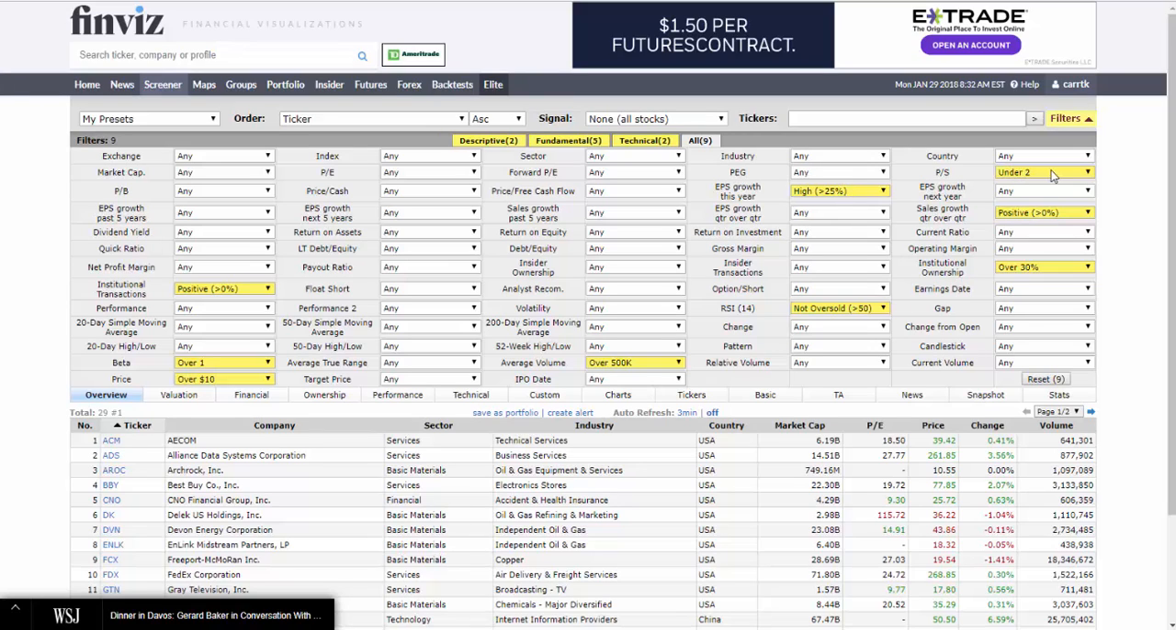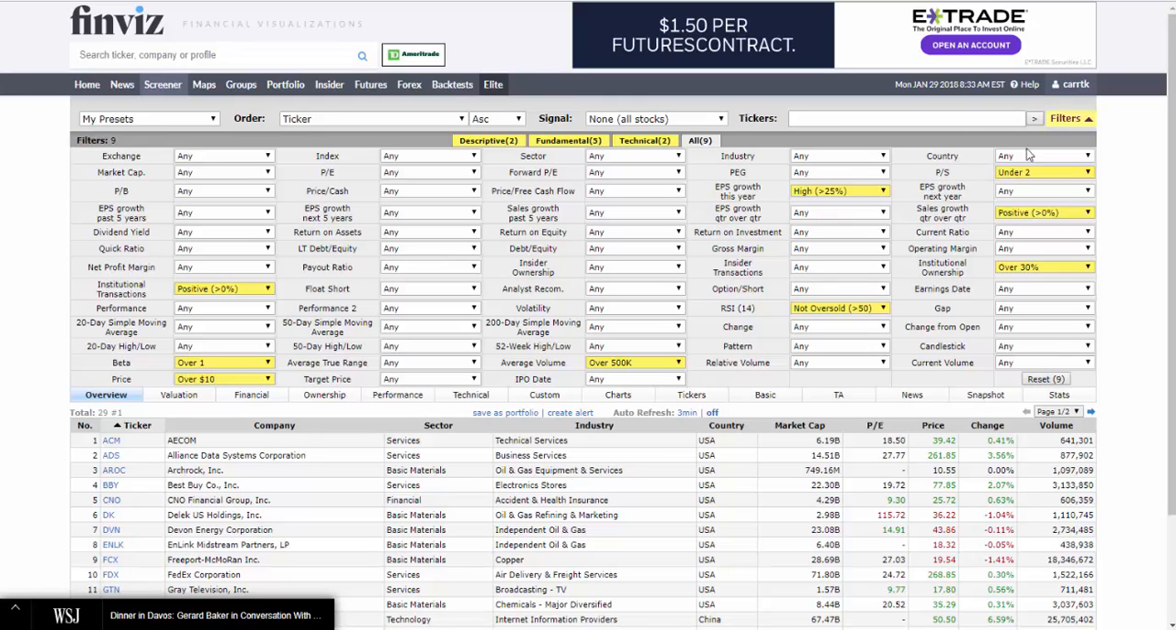We want stocks that are priced at a valuation under $2 per, a price to sales ratio of 2 or less, under 2. And the lower the better, as far as we're concerned. When you have high EPS growth and low price to sales ratio, you've got a winning combination right there.